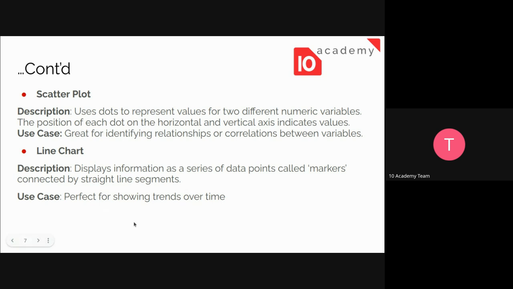Use case: they are perfect for showing a trend over time. So when you want to see the trend of your data, it's better to use a line chart. It is often used for time series data, I mean data where you have a date, for instance something that is happening today, tomorrow, the next coming days, or in the past. If you have those kinds of data and you want to see how they behave over time, it's better to use a line chart.